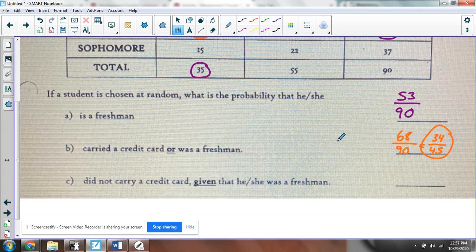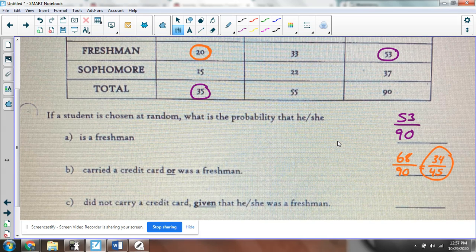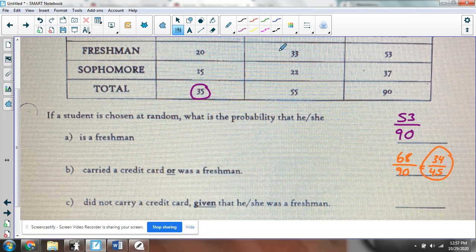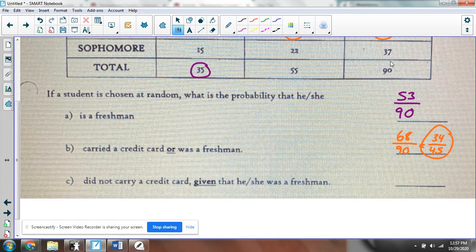Did not carry a credit card given that he or she was a freshman. So we know they're a freshman. So I don't care about any of the other rows except for the top row. They do not carry a credit card. That's this group over the number of freshmen. 33 over 53. That doesn't reduce. 53 is prime.